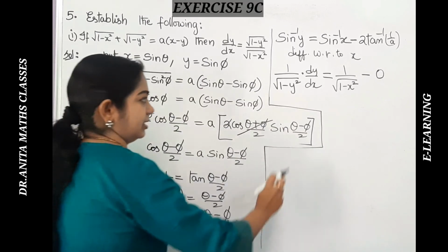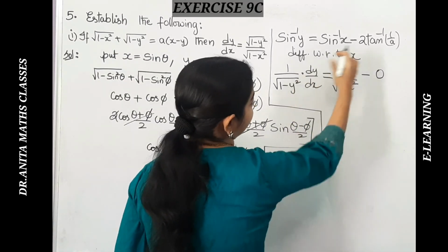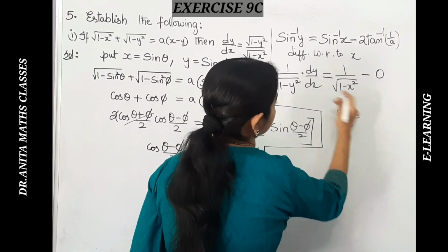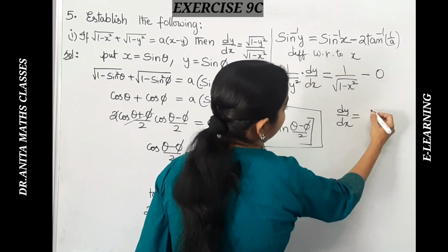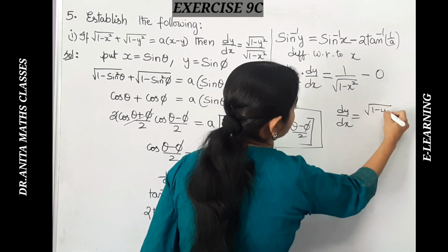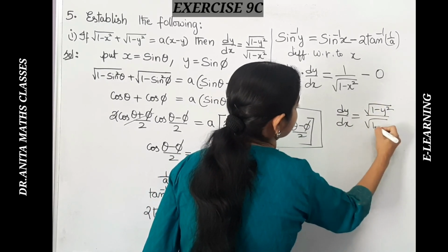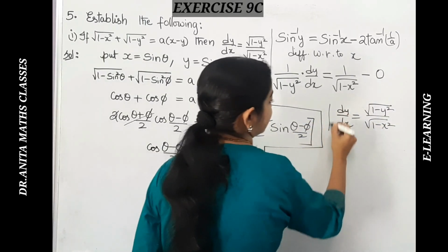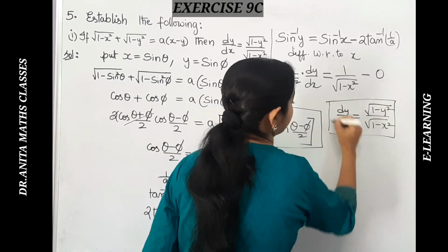Differentiation of the constant is 0. Now here we want dy by dx, so dy by dx equals, this becomes a reciprocal, so that becomes under root 1 minus y square upon under root 1 minus x square. So we have to establish dy by dx is equal to this, and we have proved it, hence.